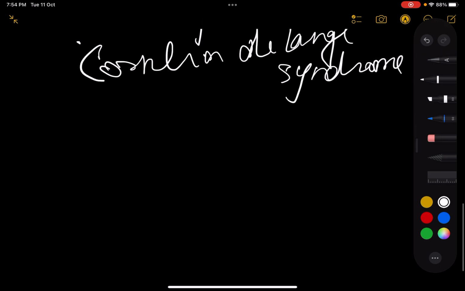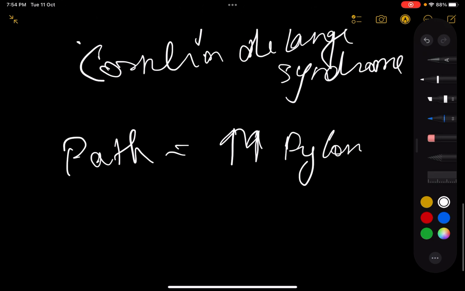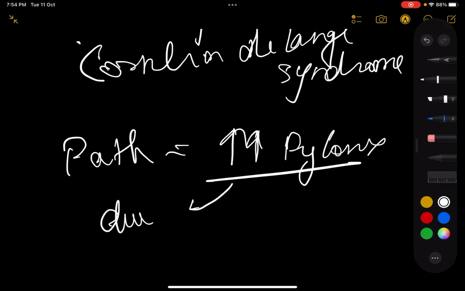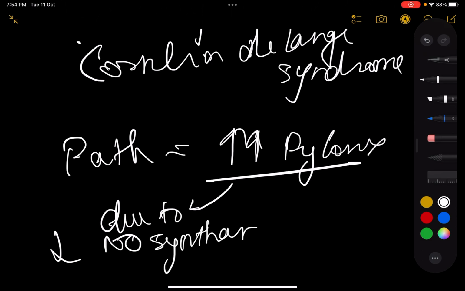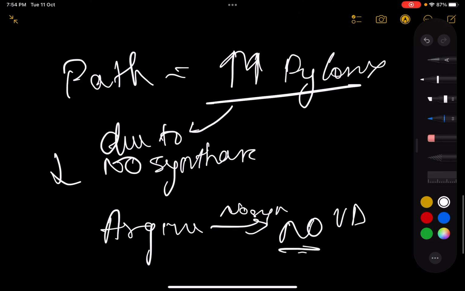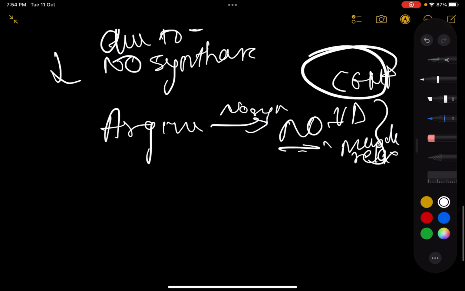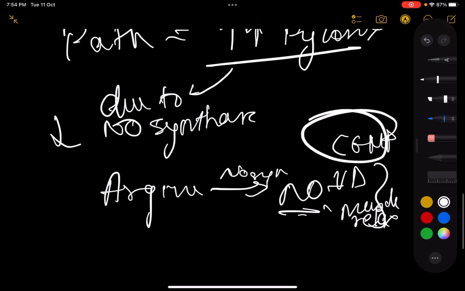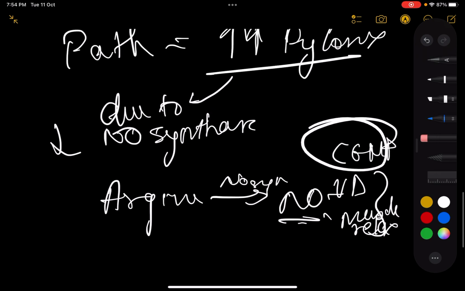So, what is the pathogenesis? The pathogenesis is simple: hypertrophy of the pylorus, maybe due to decreased nitric oxide synthase. We know arginine, nitric oxide synthase, we get nitric oxide, vasodilation, muscle relaxation. We know about that via the cGMP pathway, basic stuff, correct? So that's about it. The pathogenesis and all is pretty simple.